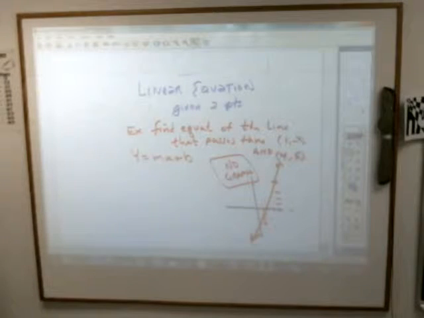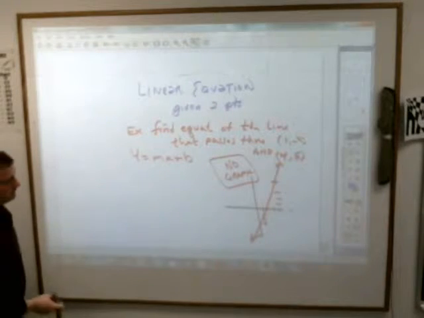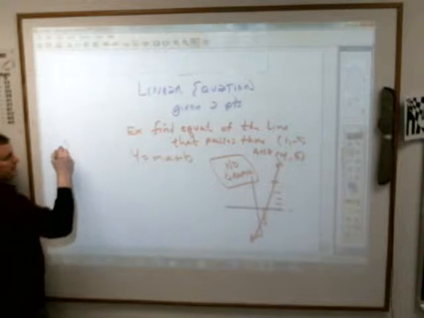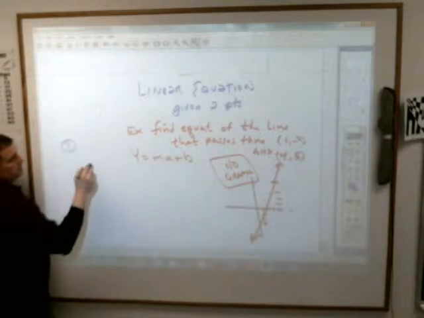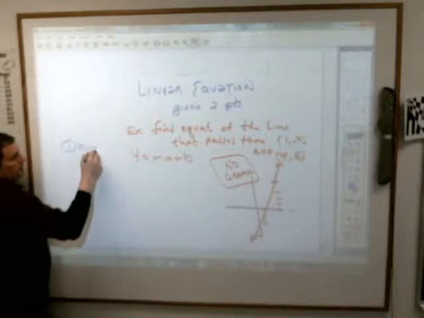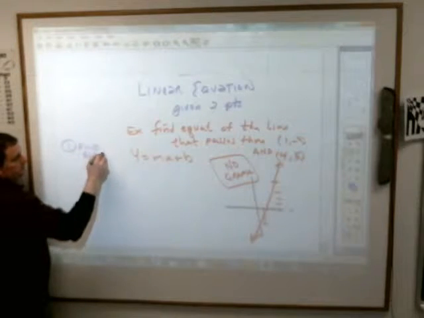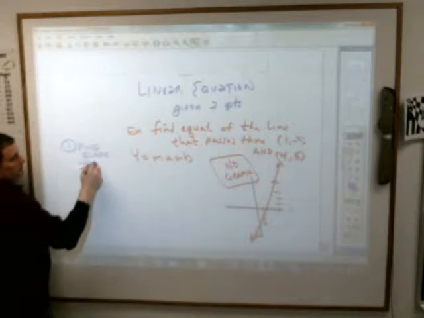So here are the probably 4 steps to doing this. Step number 1 is you need to find the slope of the line with that slope formula.